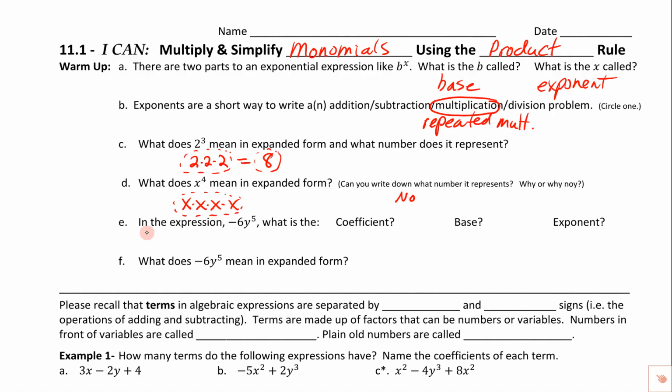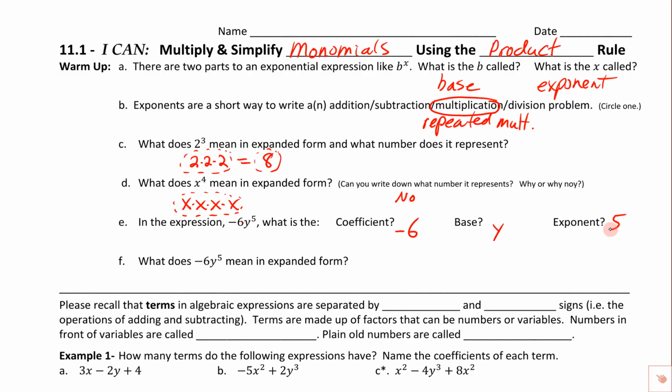Okay, and then the next part it says, in the expression negative 6y to the fifth, what is the coefficient, what's the base, and what's the exponent? So the coefficient, remember, a coefficient is the number that's sitting out in front of that term. So it's the number that we multiply by out in front. So negative 6 is the coefficient. The base on this one, and this is important, we'll mention this several times, the base is whatever the exponent is over, and it's only over one thing unless we put it in parentheses. So the base on this is just the y. So the base is y, and then the exponent is, of course, the 5 right there.